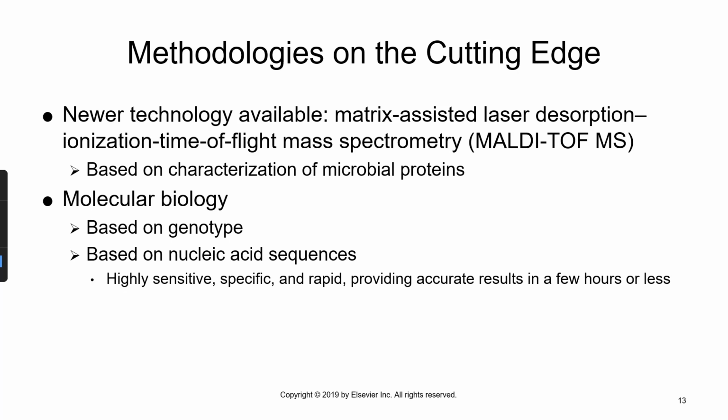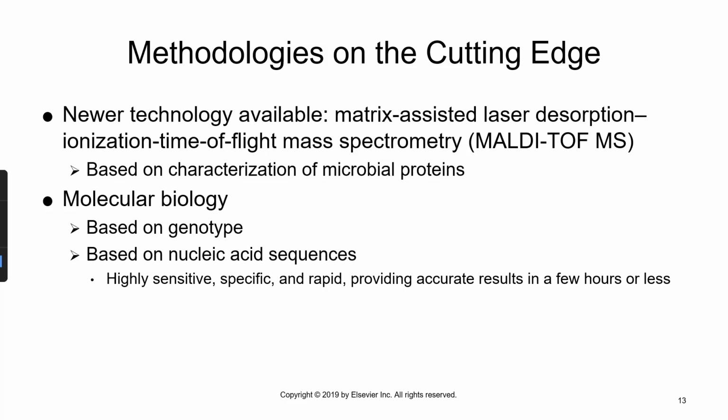Newer technology is available. The matrix-assisted laser desorption ionization time-of-flight mass spectrometry, or MALDI-TOF MS, is based on the characterization of microbial proteins. So we put a small sample of isolated bacteria onto a tiny dot on a metal plate. We put that metal plate into the MALDI-TOF. A laser hits it and breaks apart the cells and causes the proteins to take flight. The proteins are lifted up off of the sample and go through the mass spectrometry detector, which detects the different proteins and different characteristics of those proteins, producing a characteristic graph.